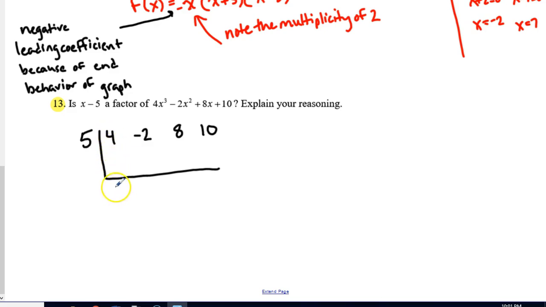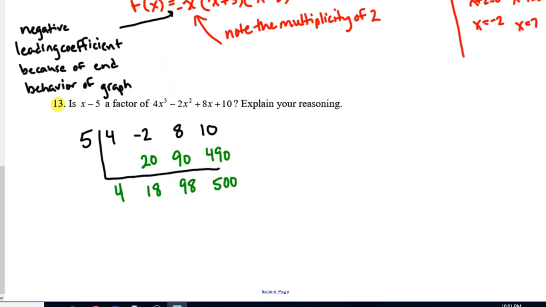The 4 you bring straight down, always. Whatever that first number is, you bring straight down. Then it's repeatedly multiply and add. So 5 times 4, 20. Add. The reason we can add here is because we changed the -5 into a +5, because adding is a lot easier than subtracting. 18 here I added. 5 times 18, 90. Add, 98. 5 times 98, 490. Add, and we get a 500.